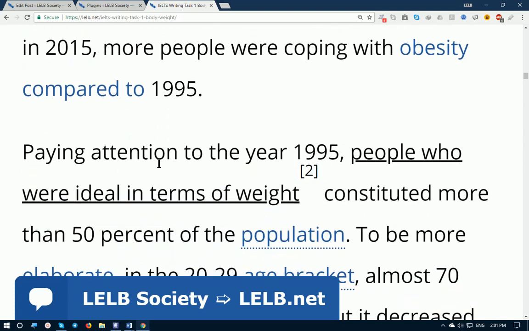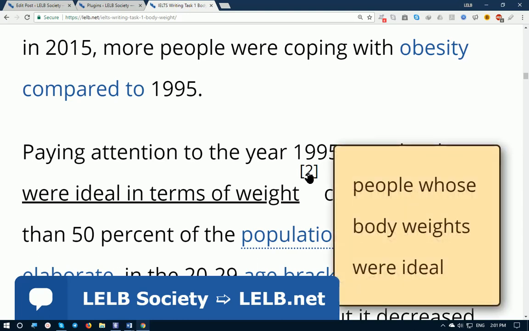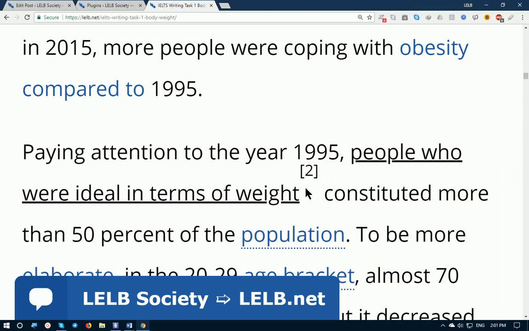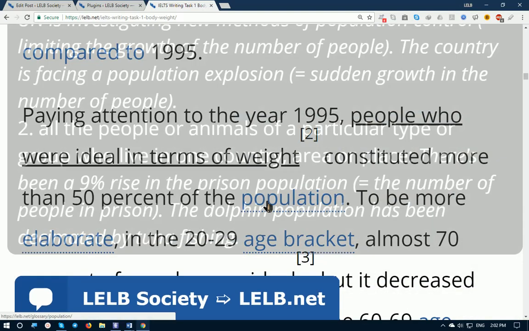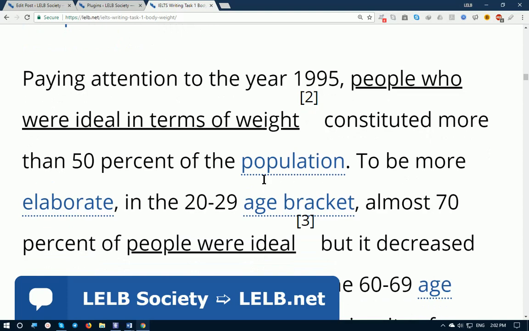The third paragraph, paying attention to the year 1995, people who were ideal in terms of weight, that should be written in this way, that people whose body weights were ideal, because a person is not ideal in terms of something, something is ideal actually about a person. Constituted more than 50% of the population. Okay, to be more elaborate means to be more precise, to be more accurate. In the 20 to 29 age bracket.